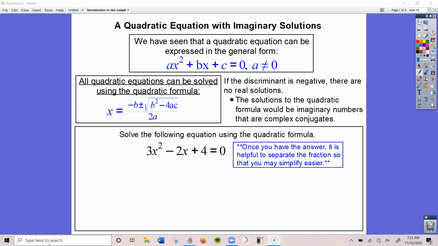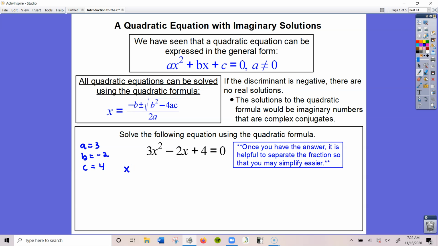Now just to see how this works, here we have the quadratic equation 3x squared minus 2x plus 4 equals 0. I am going to use the quadratic formula to see what my solutions are. So remember, this is the format we're going to follow. So in this particular quadratic equation, a is equal to 3, b is equal to negative 2, and c is equal to 4. So I'm just going to plug in these numbers into my quadratic formula.